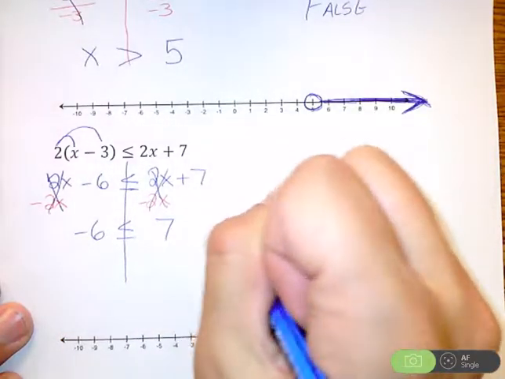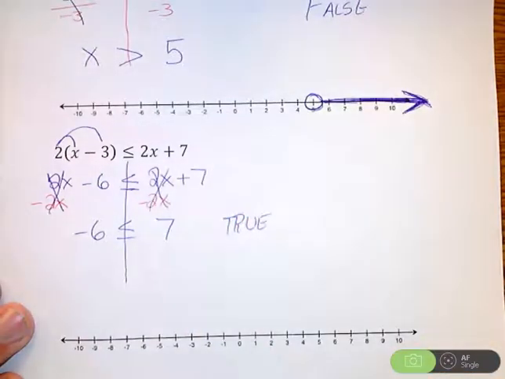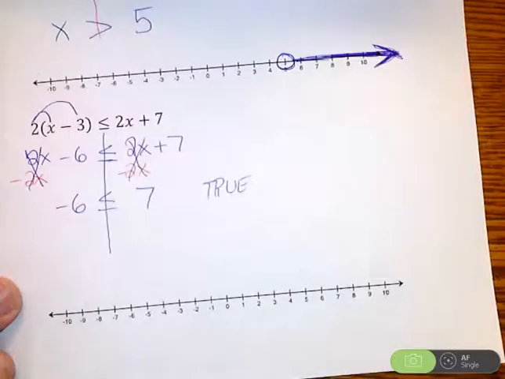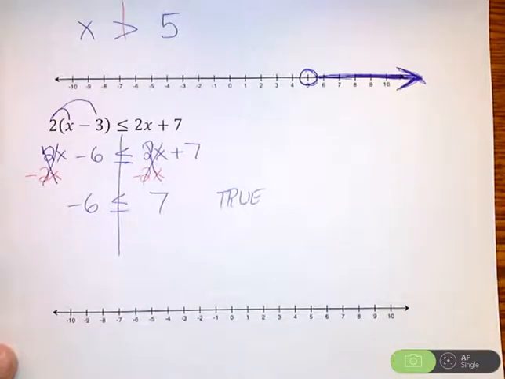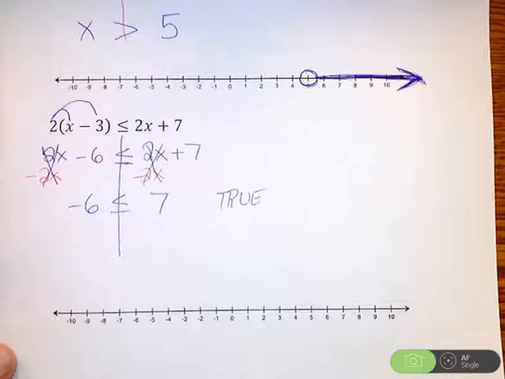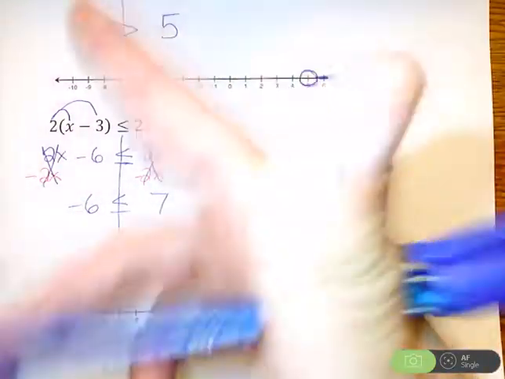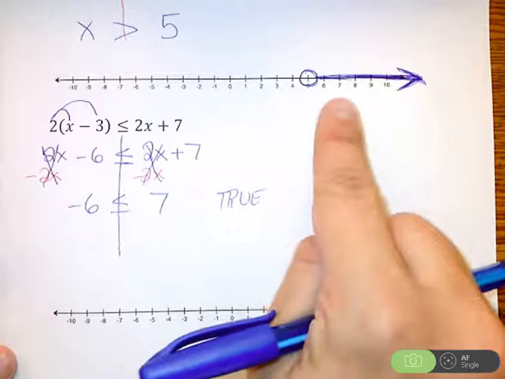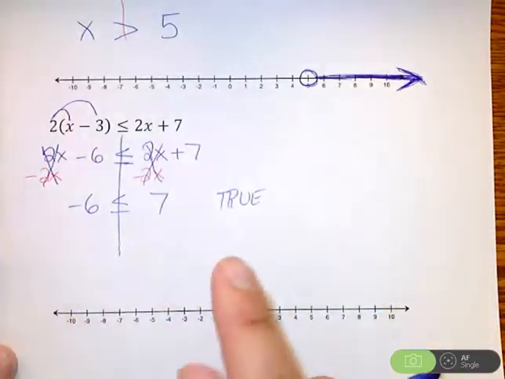Yes, it is. This is a true inequality. So what that means is this is one of those special cases. And the special cases are that you're going to have a multitude of solutions, infinite solutions, or no solutions.